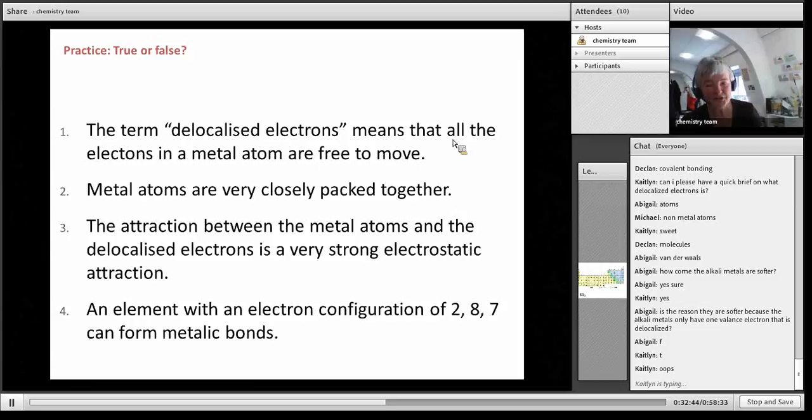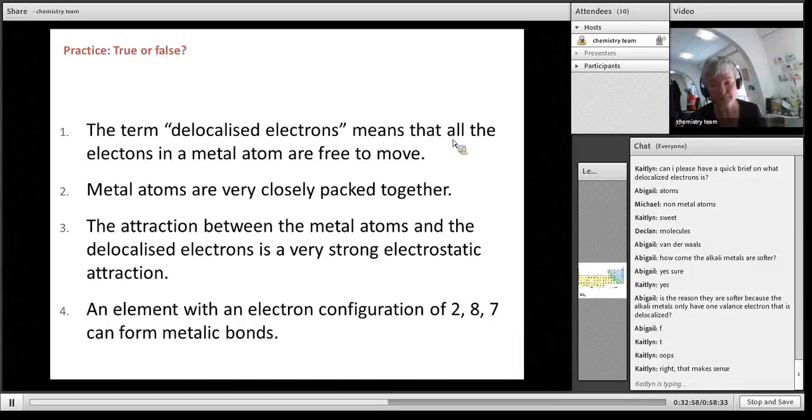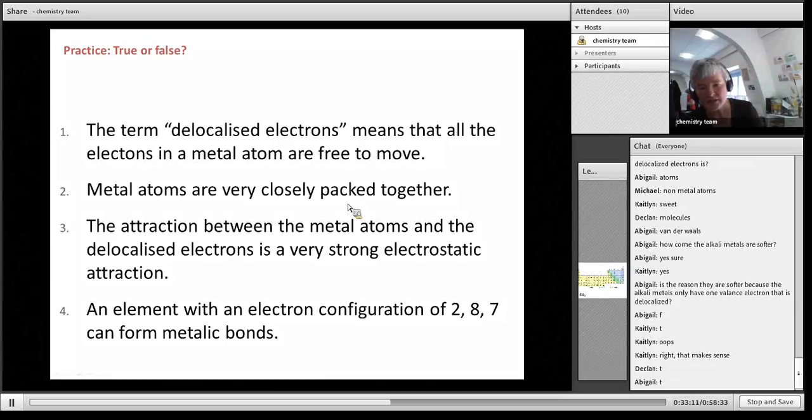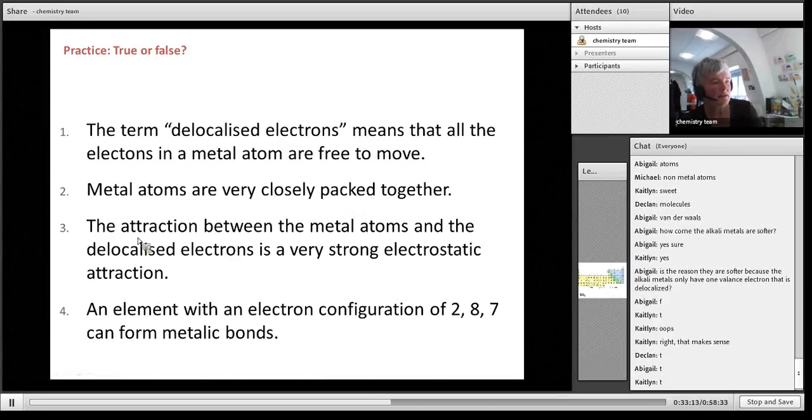Okay, sorry Caitlin, I do tend to make a little bit of trick questions because I want people to think, so I do apologize to those people that fall into the trap, but hopefully it makes everybody think about wording. Okay, so it's not all the electrons, those inner electrons aren't free to move, but the valence electrons are. Metal atoms are packed very closely together. True, correct. Let me just put that, okay?